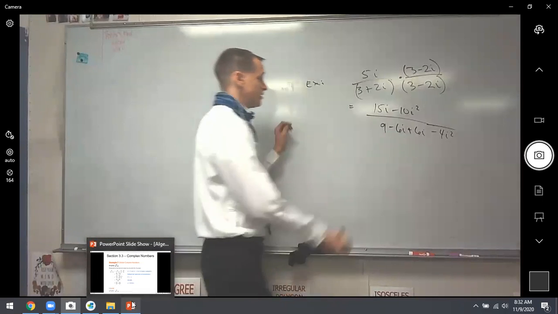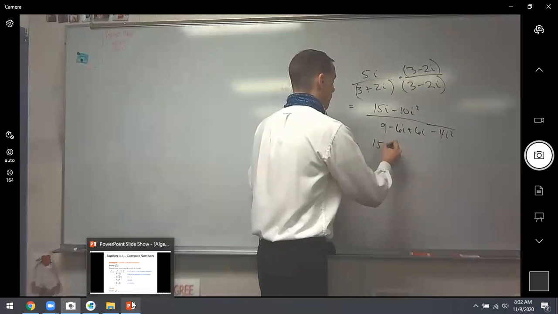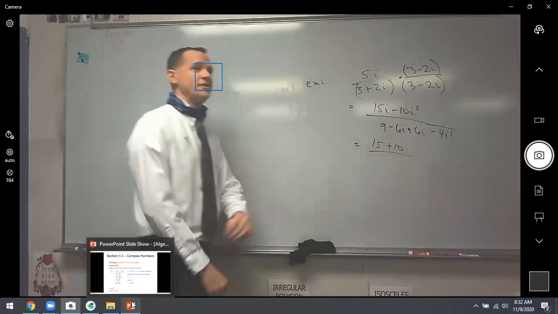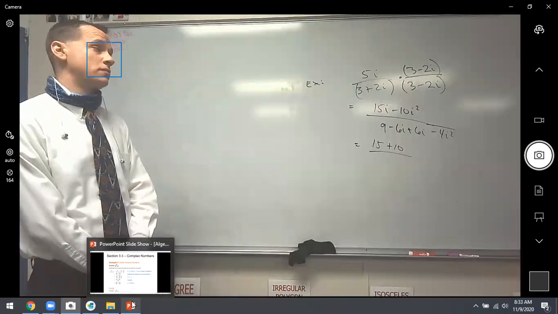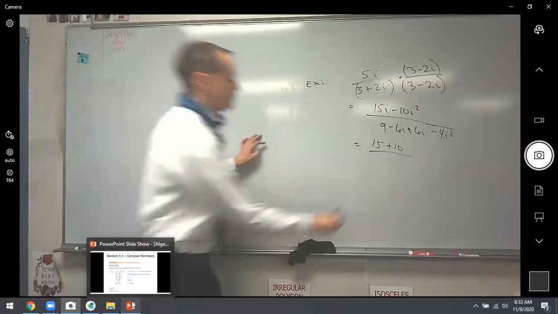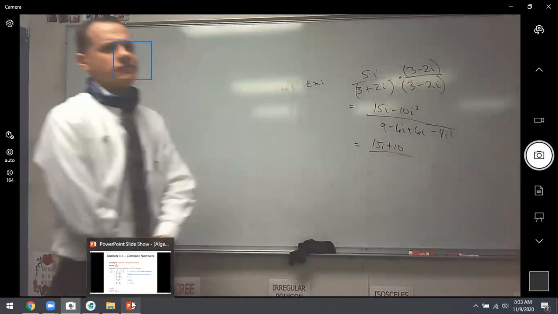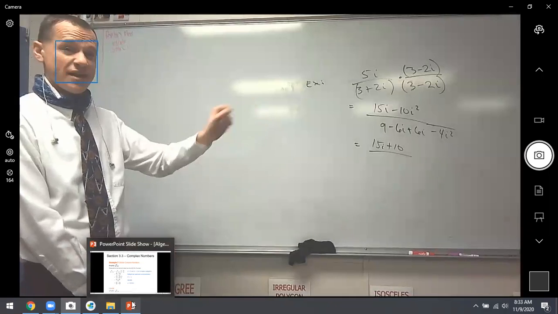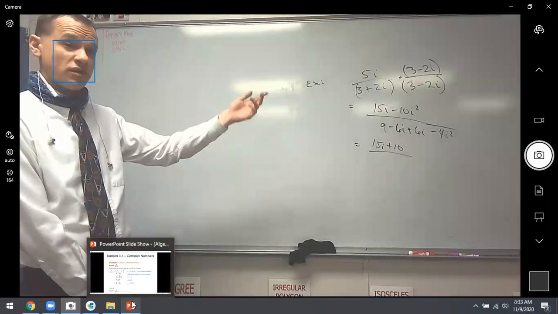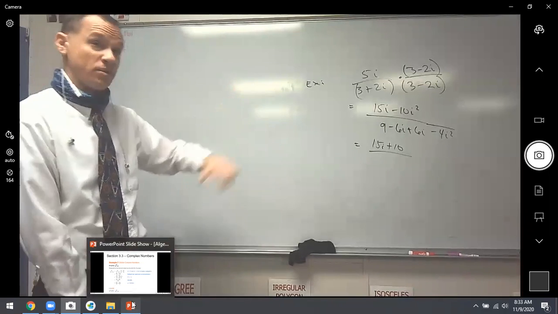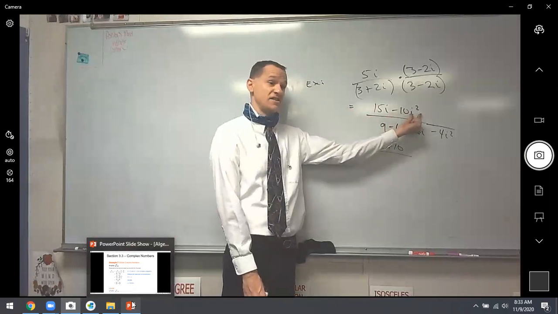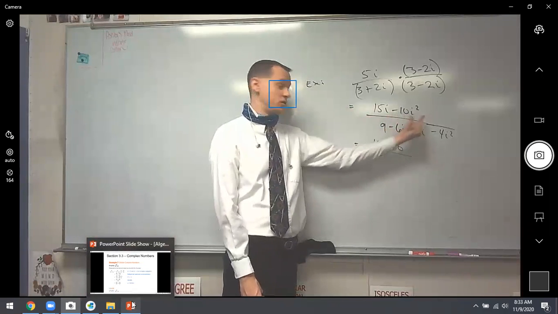And simplifying things, you know i squared is negative 1. So on top, negative 10i squared. Well, if it's negative 10i squared and i squared is negative 1, well, then I got a negative times a negative, which is a positive. So I got plus 10. That's negative 1. Negative 10 times negative 1 is positive 10.